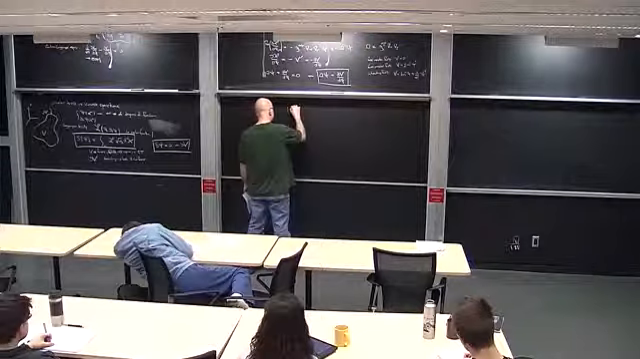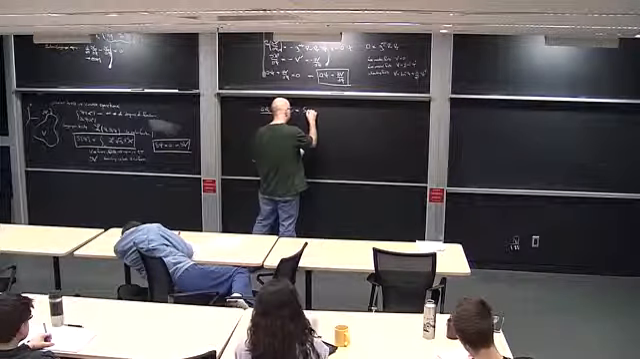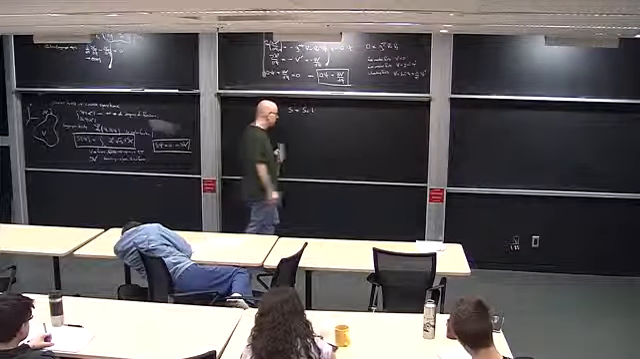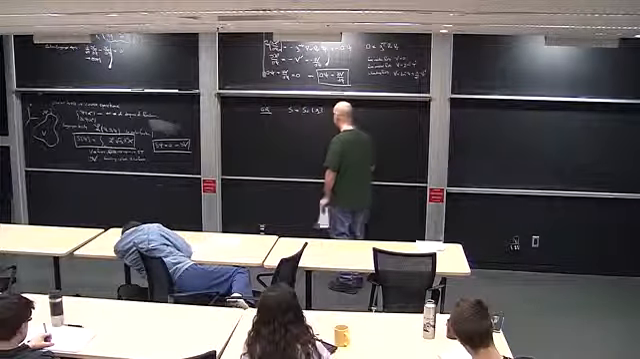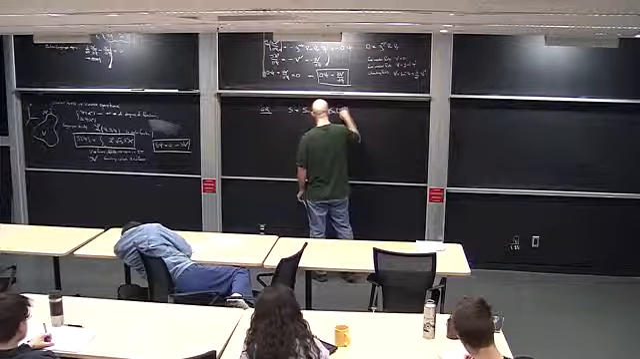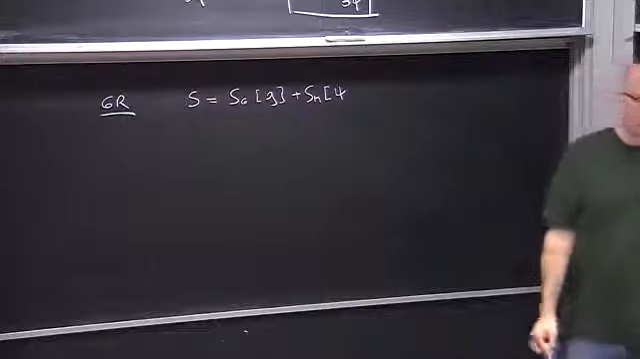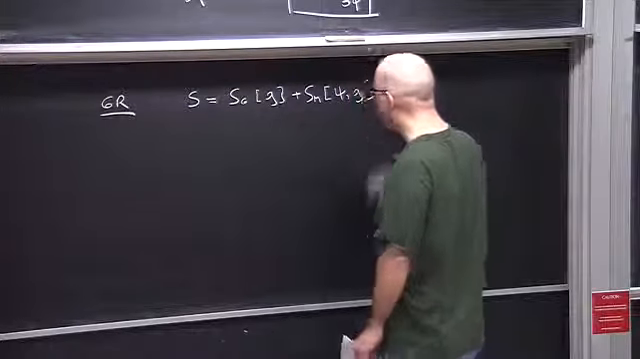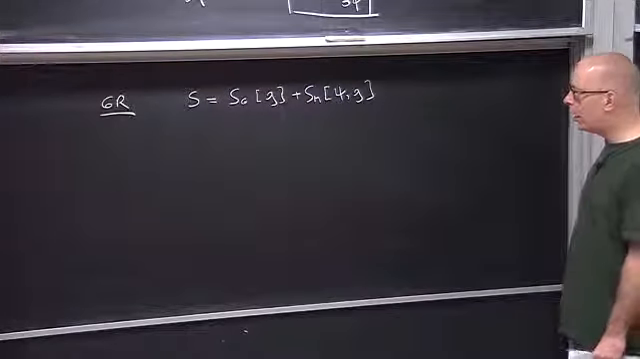So the full action in GR is going to contain a gravity term. And that's going to be a functional of the metric. I'll just write it as G to simplify the notation. And it will also contain a matter part that's going to be a functional of whatever matter fields we might have. Let me call them psi collectively. And the metric also. So the matter action will depend on the metric in addition to depending on the matter fields.